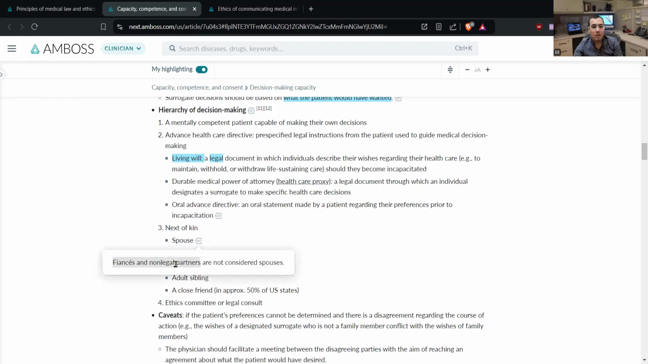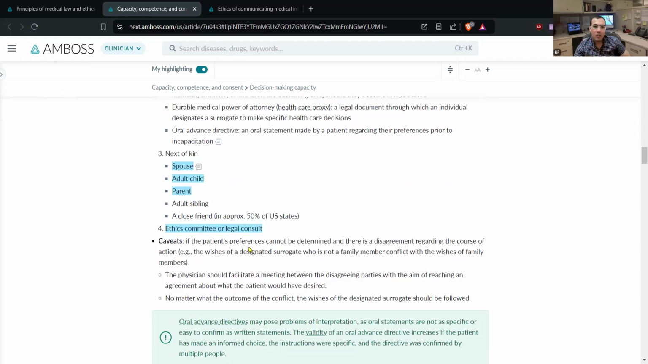Fiancés and non-legal partners are not considered spouses. So spouse or husband is the first, then adult child, then parent, then adult sibling, then a close friend in approximately 50% of US states. This is very important because sometimes they ask these questions. Ethics committee or legal counsel: I do not recommend it for exam-taking purposes because it usually will be the wrong answer.